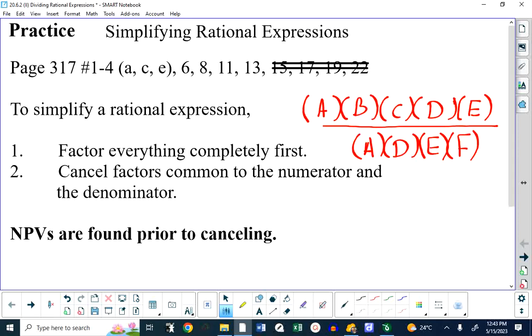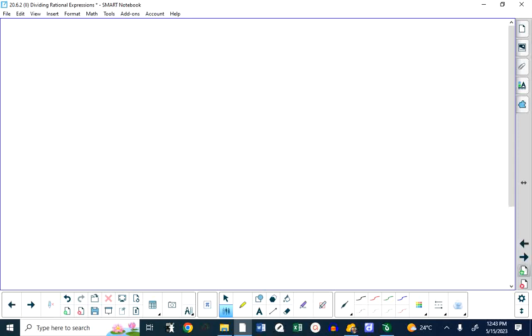Just because you put brackets around something doesn't make it a factor, okay? If I have, for example, x plus 2, can I put that x in brackets? Yes. Does that mean x is a factor? No, because it's not x in brackets multiplied by everything else.